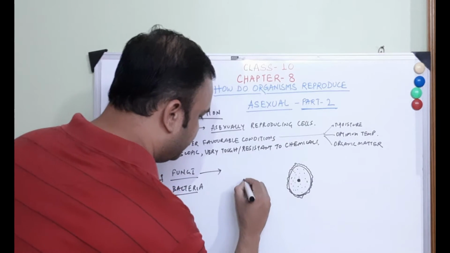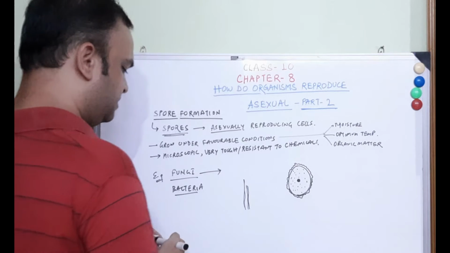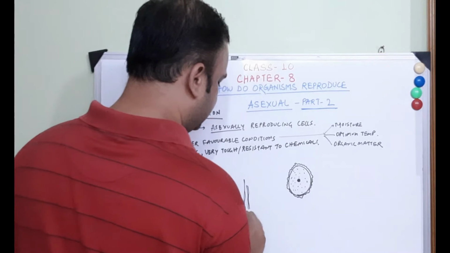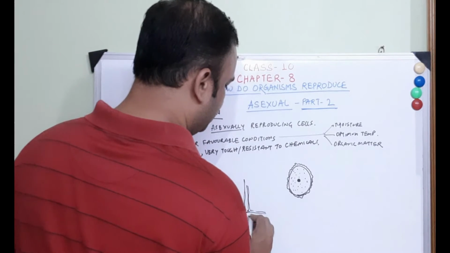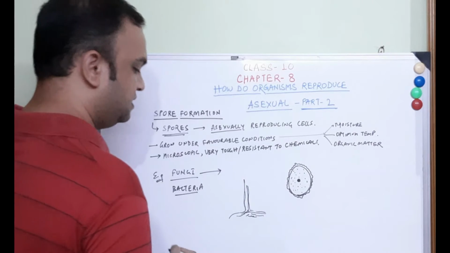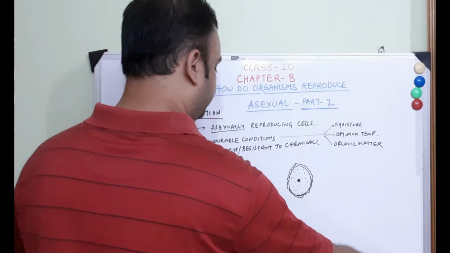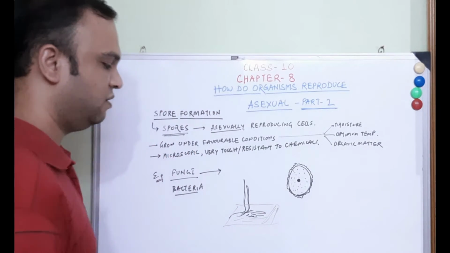Fungi, you will find that they have long thread-like structures like this, right? Upon these thread-like structures, which are called the mycelium, there are the hyphae which grow as roots and spread into the organic matter on which it is growing. Suppose this is a bread. So these hyphae will grow into the bread and they will be deriving nutrition out of it.